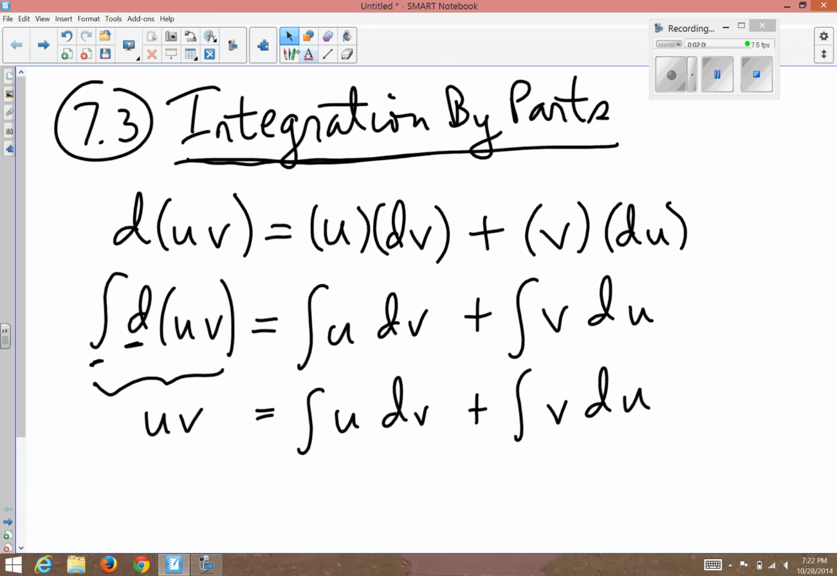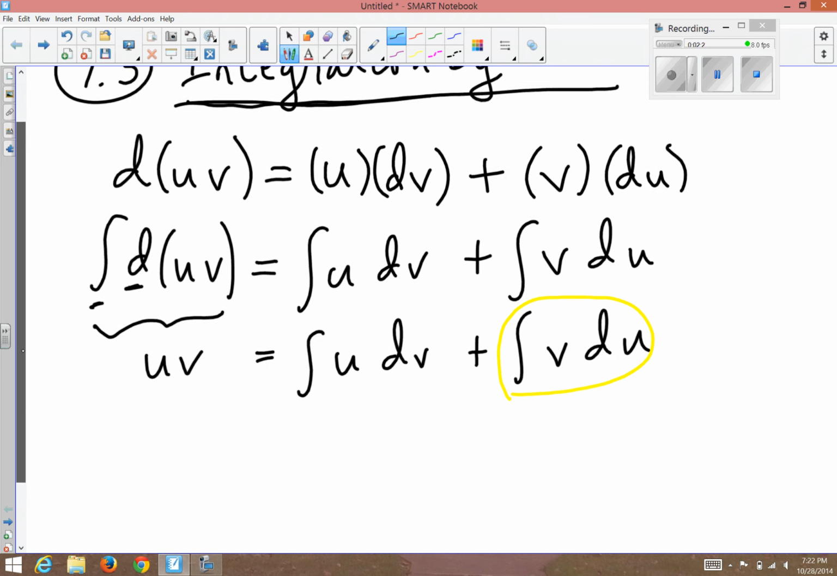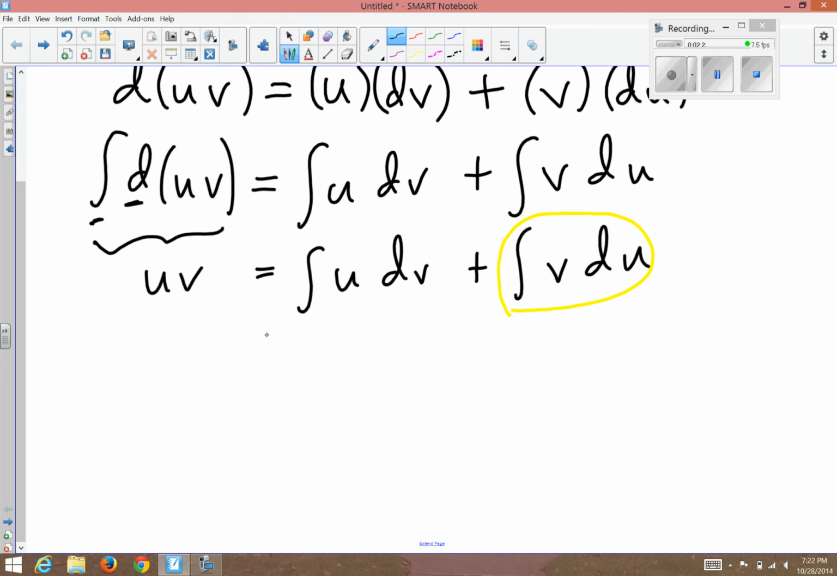Then we're going to subtract. We subtract this from both sides of the equation that we just wrote, and we get a formula. It's called the integration by parts formula. uv, subtract this thing I circled in yellow, equals the integral of u dv.